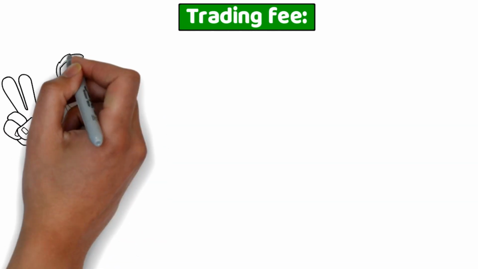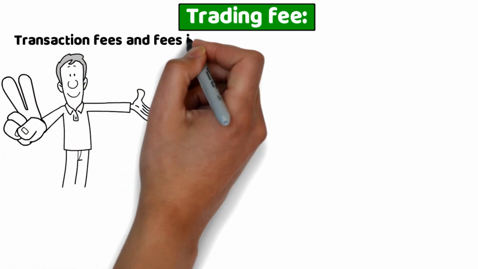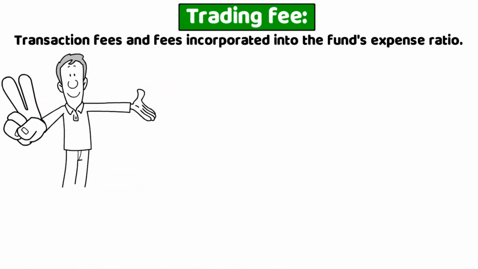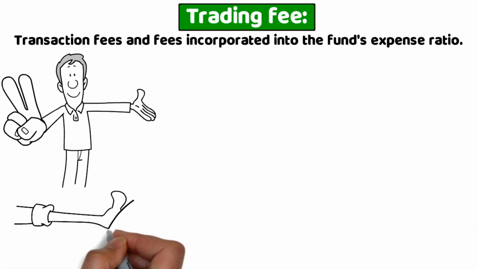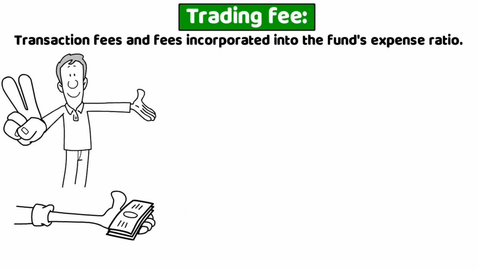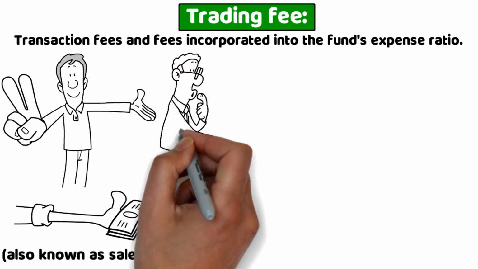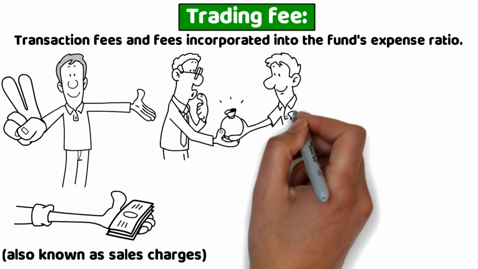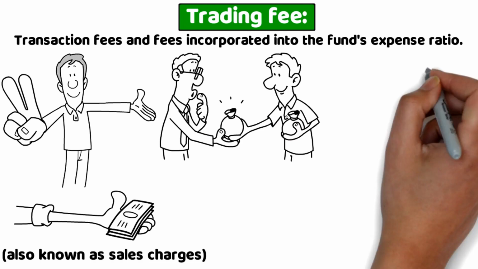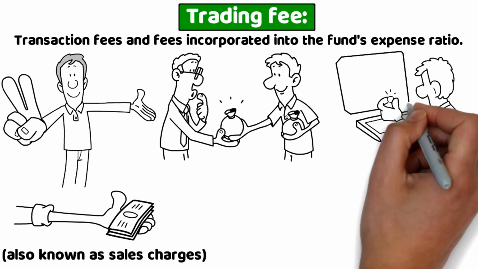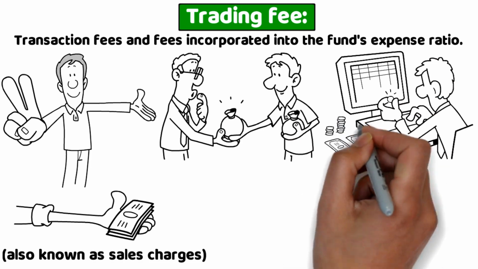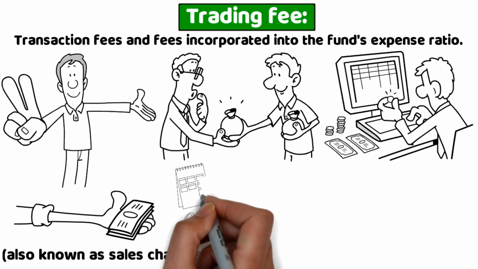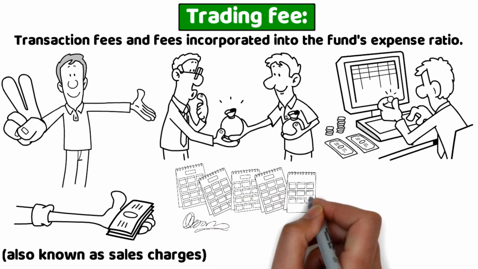Trading fees. Investors should be aware of two types of fees in any fund: transaction fees and fees incorporated into the fund's expense ratio. Transaction costs for mutual funds may include sales loads, also known as sales charges, or redemption fees. Investors owe them directly. Like stock trades, ETF transactions may also involve brokerage commissions paid by the investors. The expense ratio calculates a fund's operating expenses as a percentage of the average dollar amount under management after the fiscal year. The expense ratio is determined yearly and disclosed in the prospectus for the fund.